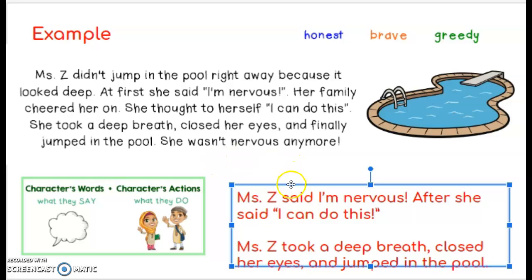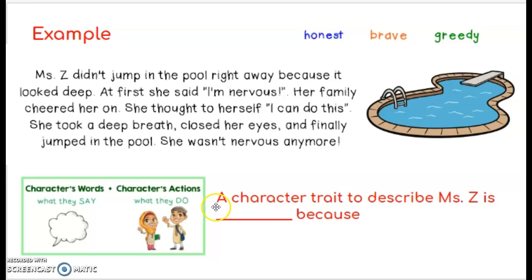I noticed that Miss Z said and did many things. This is going to help me come up with a character trait to describe Miss Z. Noticing that she said, "I can do this," and that even though she was really scared at the beginning, she jumped in the pool anyways. I'm looking at our three words that we have. We have honest, brave, and greedy.